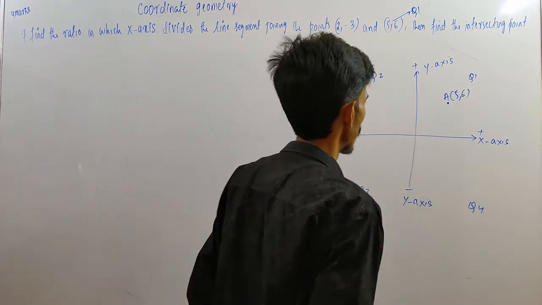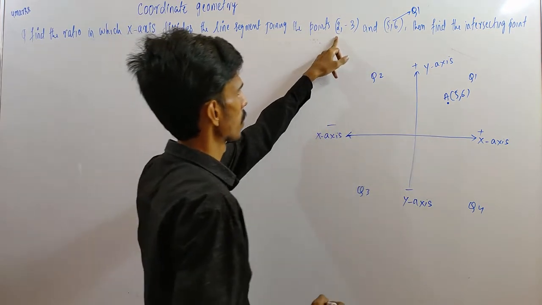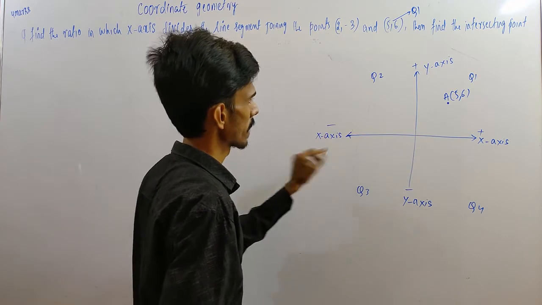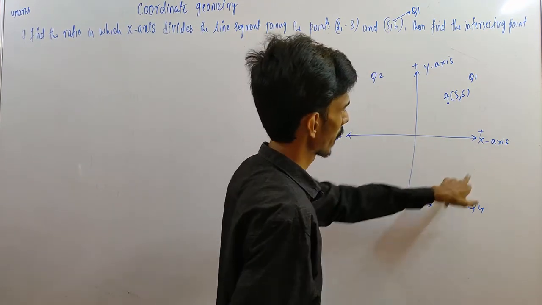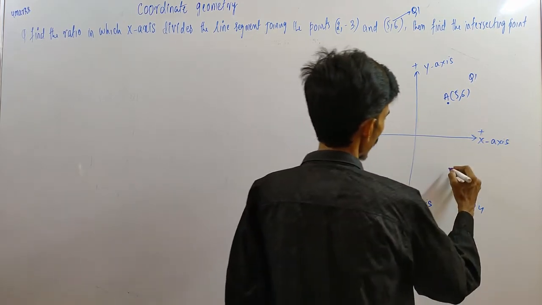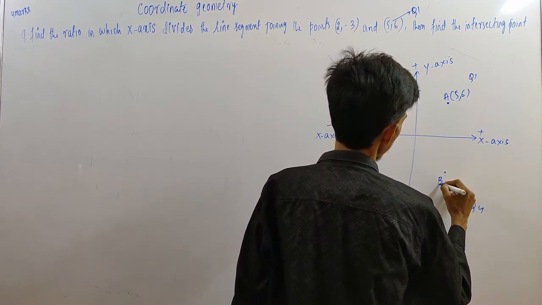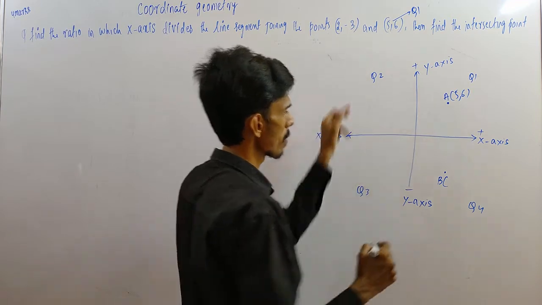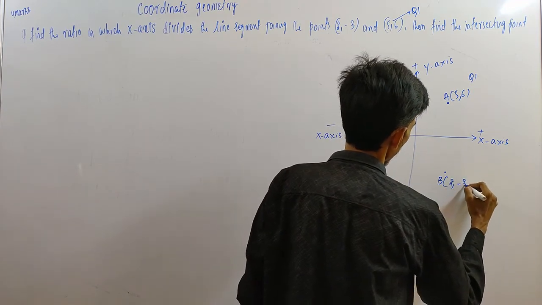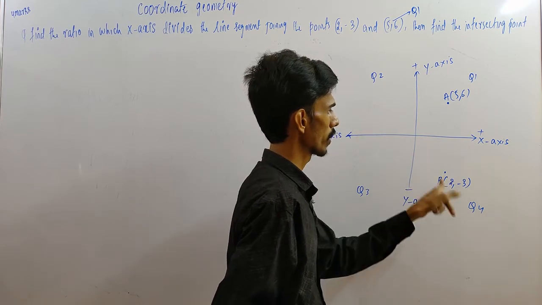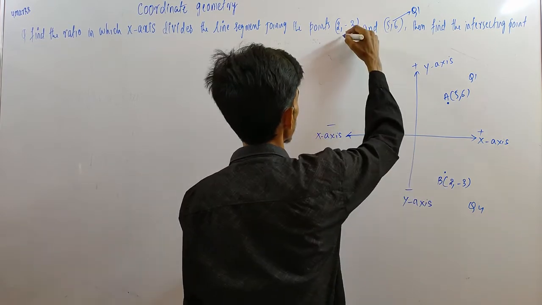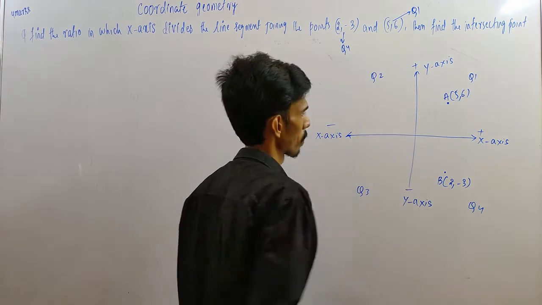Take this point here. Here we have x positive, y negative. Y negative means here only. So we have this point here. Let us take B as (2, -3). X positive, y negative, so this point belongs to quadrant 4.